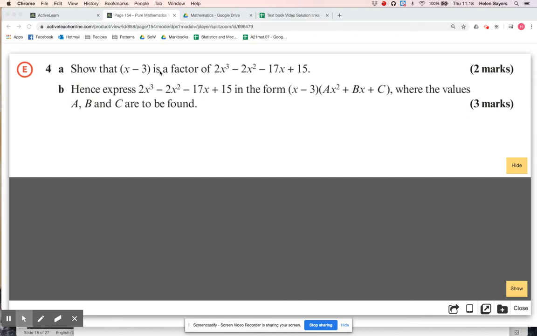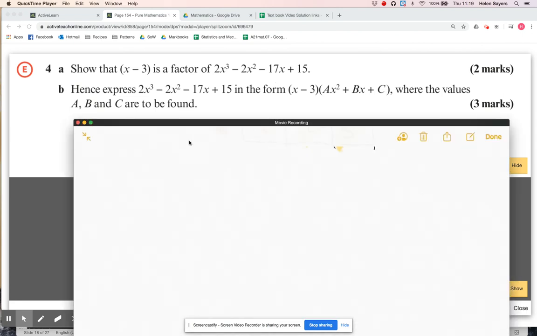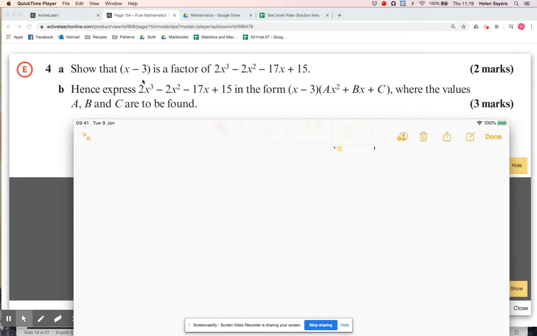they haven't said use factor theorem, which they often do. So one method would be to divide this cubic by x minus 3 and show that there's no remainder. But to be honest, that's more effort than 2 marks should be, and you're kind of answering part B if you do that. And the other thing we've got to watch out for is quite often on these questions it will say to use factor theorem, plus it's the easiest method.